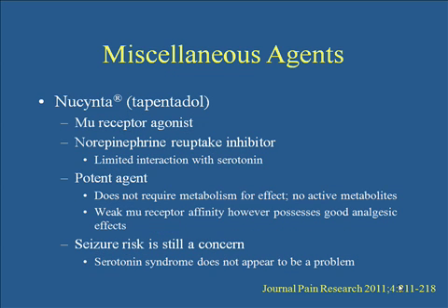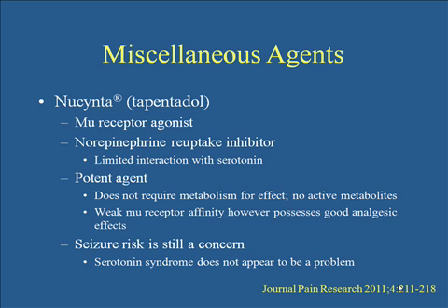Tapentadol, or Nucynta. When it first came out, a lot of people thought it was sort of a first cousin to tramadol, because it has a similar mechanism. It's a mu receptor agonist, but it's also a norepinephrine reuptake inhibitor. This is where it's different from tramadol, because it has limited interactions with serotonin. So you're not going to see problems with serotonin syndrome pop up with this medication.